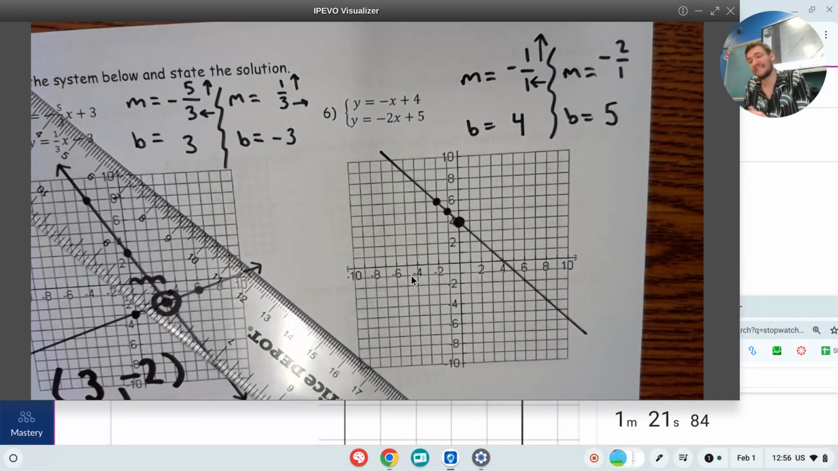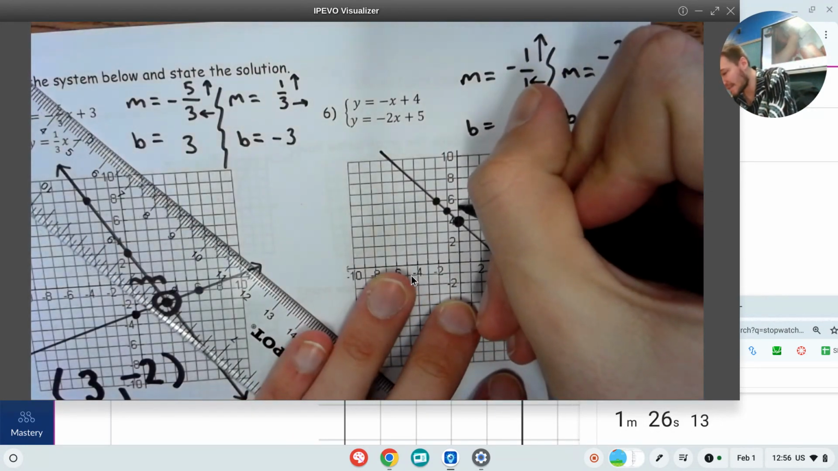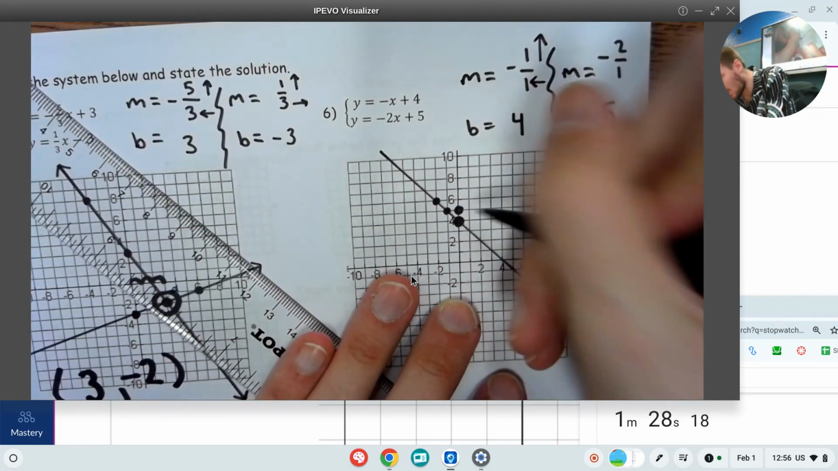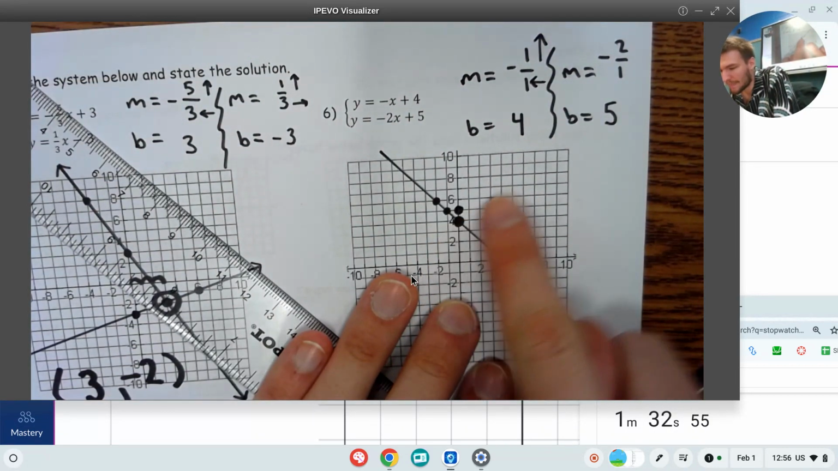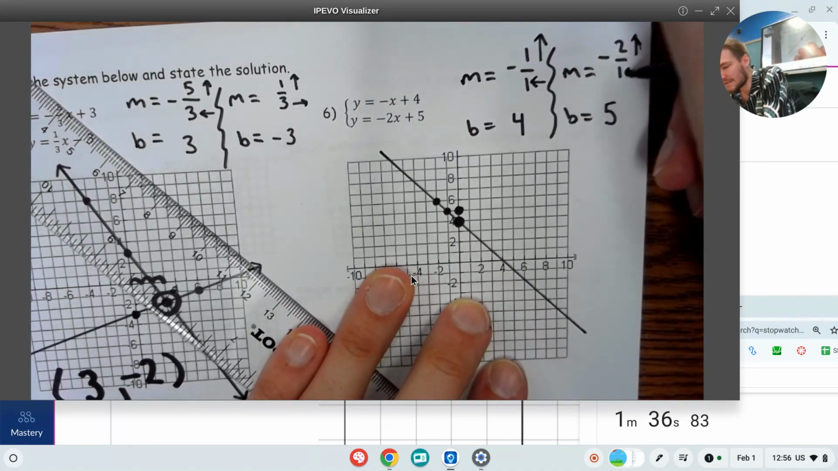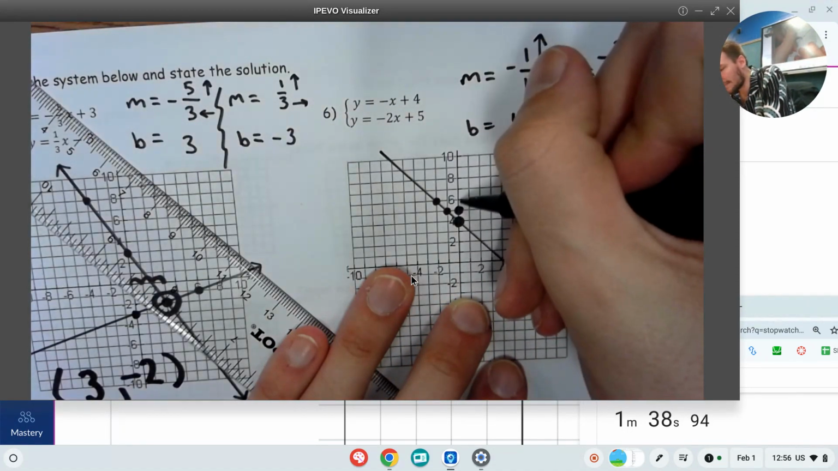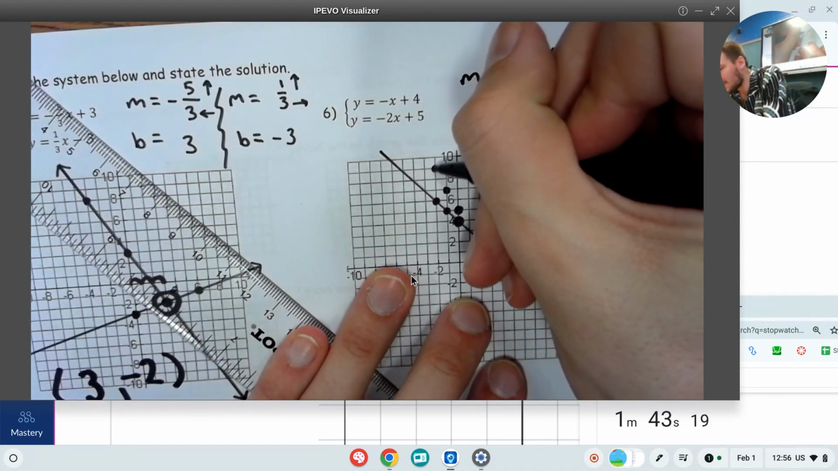Now I'm going to draw my second line, which is starting at 5. So that's really close, but they don't touch right there. They almost touch, but they don't touch. And then I'm going to need to go up, left. So I'm going to go up 2, left 1, up 2, left 1.